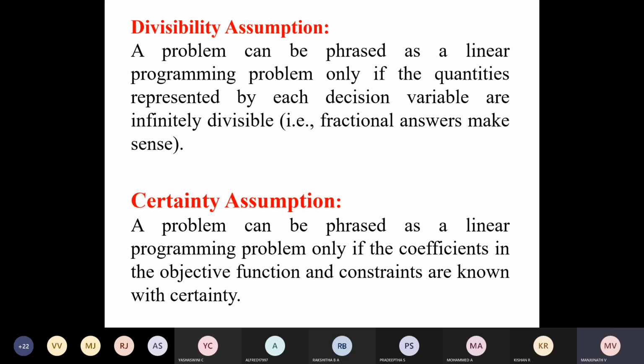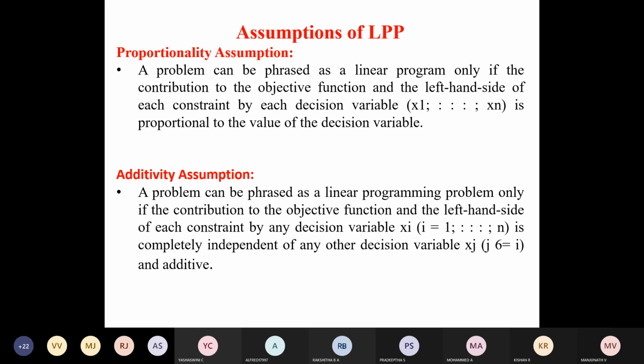Explain the four assumptions of LPP. And what do you mean by this proportionality? Any answers can I expect? What do you mean by proportionality? Hello? Any answers?